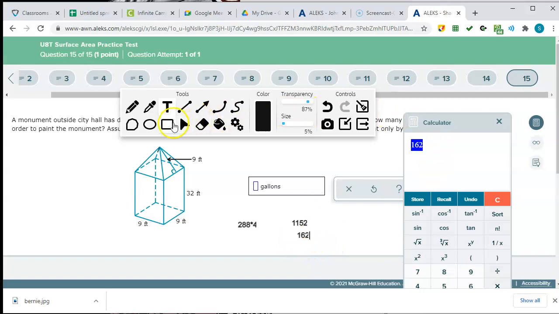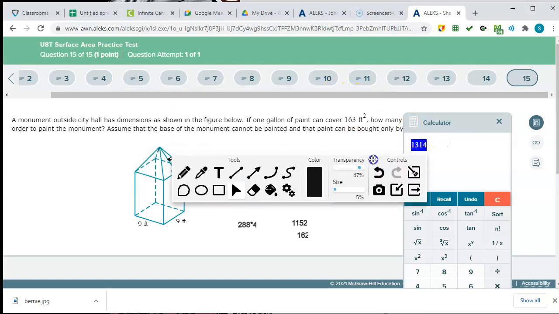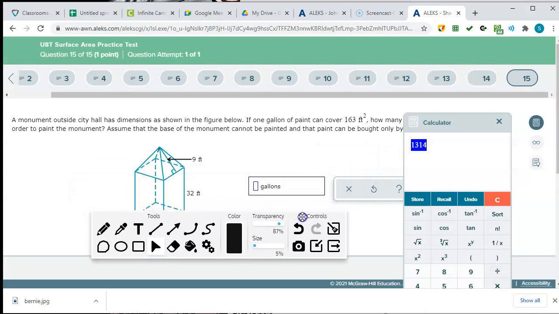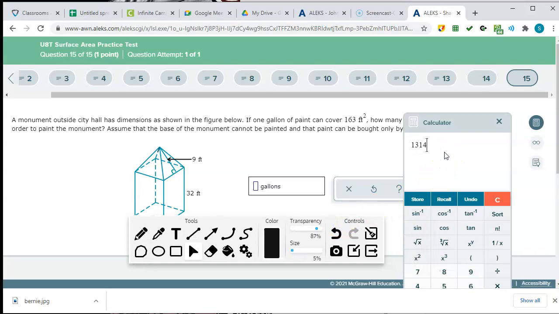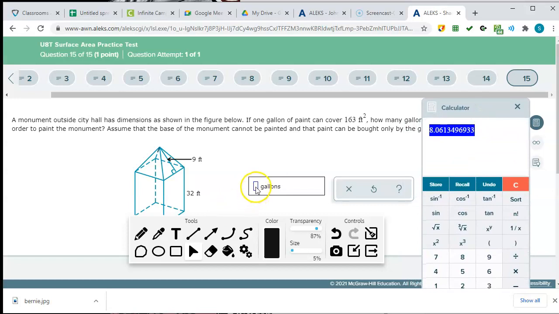So then we can say our total area, and remember this is area, is 1,314 square feet. How do we convert that into gallons of paint? All right, so let's do that. Let's divide by 163, and we get 8.06. Now, we're not allowed to buy part of a gallon, so we have to go all the way up to 9 gallons.